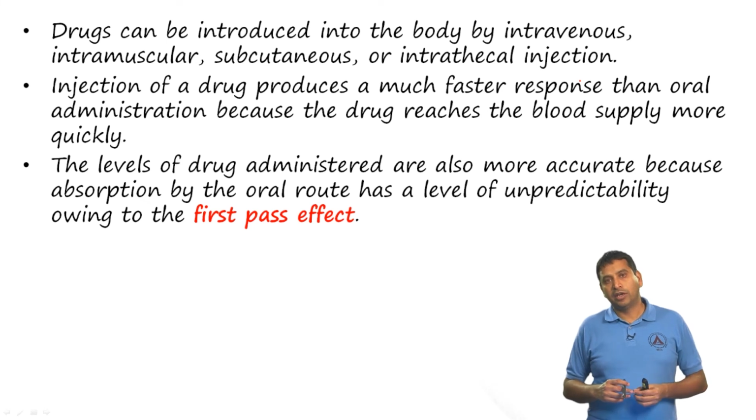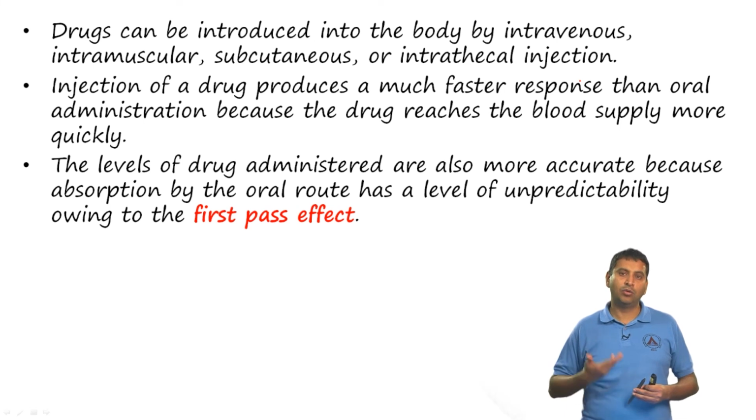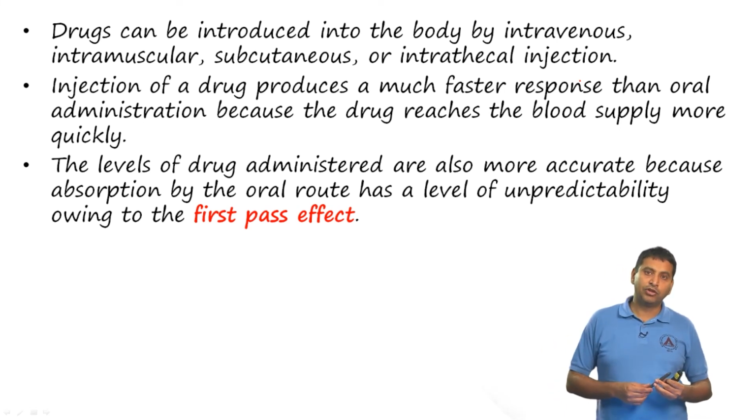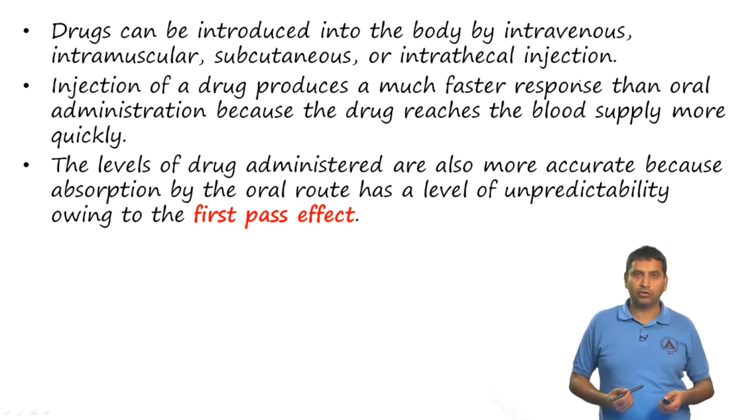The levels of the drug administered are also more accurate, because the absorption by oral route has a level of unpredictability, because we just looked at the first pass effect, where it is going to get into the liver, and how well it is metabolized in the liver can vary from person to person. So, if you want immediate effect to occur, it is preferred to send it through the injection route.